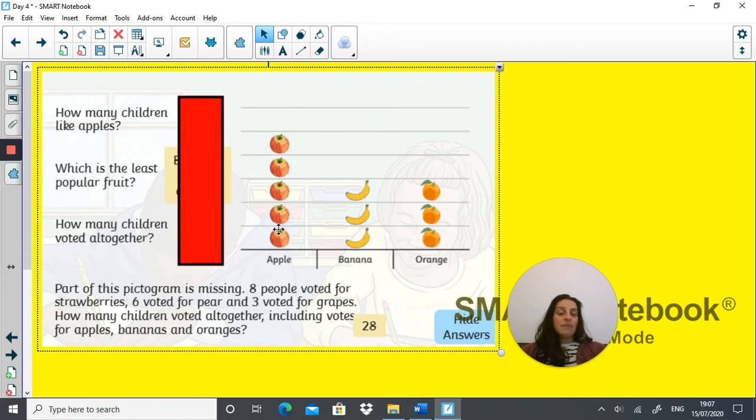And here we have some more interpretation of data. This is not a bar chart, this is a pictogram. So the questions on this pictogram are, how many children like apples? Then, which is the least popular fruit? And how many children voted altogether? So those are your questions for you to answer on the pictogram.